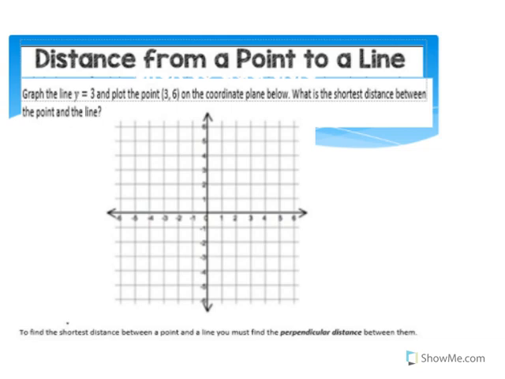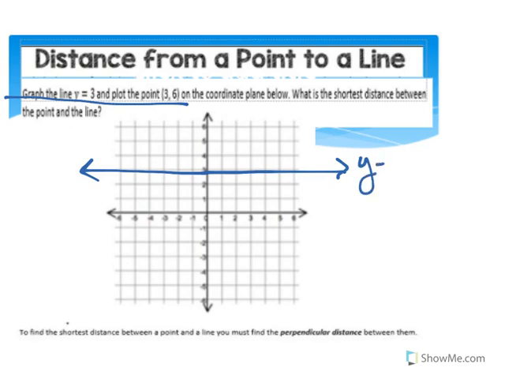So when we do a distance from a point to a line, we're saying graph the line y equals 3 and plot the point 3, comma 6. Let's take this one piece at a time. The line y equals 3 is a horizontal line. It should look like this. So this is y equals 3. The point 3, comma 6, I'll plot that over here in red. So 3, comma 6 is right there.